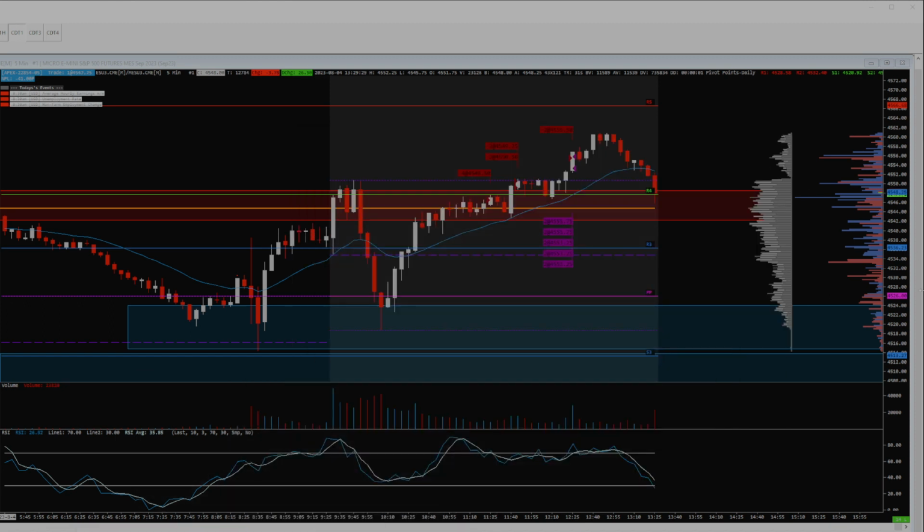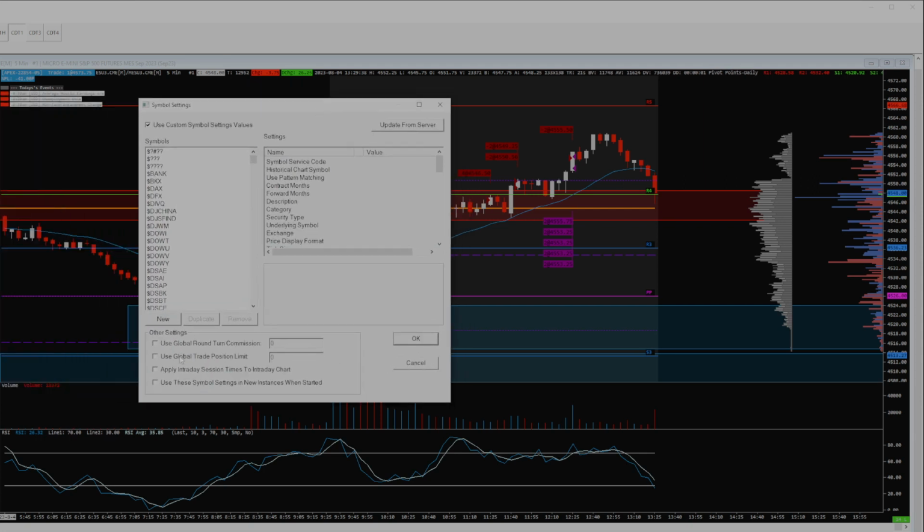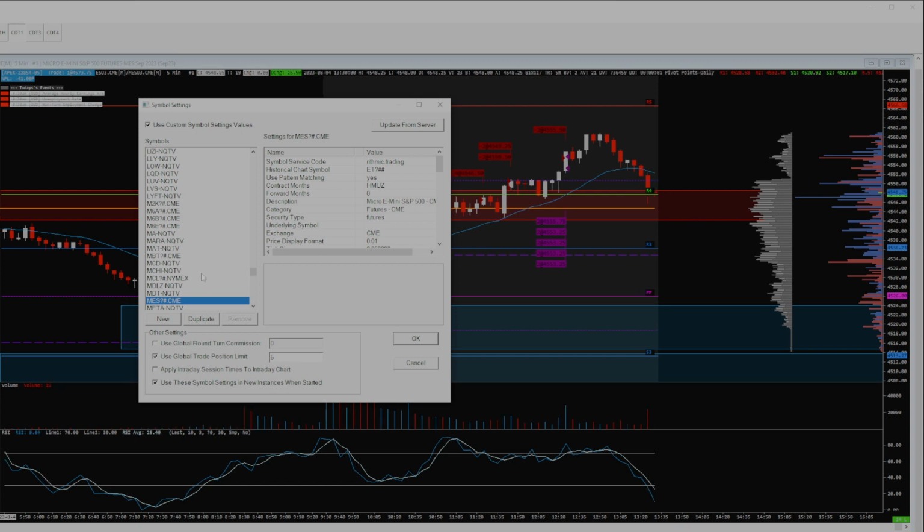So what I'm going to do is open up my global settings here in Sierra Chart. Where's this? Symbol settings. What I'm going to do here is use global trade position limit. I'm going to limit that to 5 contracts. That means that I can only trade 5 contracts total. If I go to MES here, apply these settings when new instance started. That should limit me to only ever trading 5.